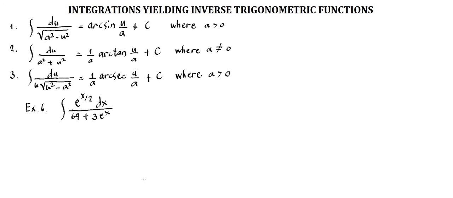Okay, next, example number 6. Integral of e raised to x over 2 dx divided by 64 plus 3 e to the x. If we look at our formulas, formula number 1 is not applicable, and neither is formula number 3. So we are still on formula number 2. What we will do is write 64 plus 3e to the x in the form of a squared plus u squared.